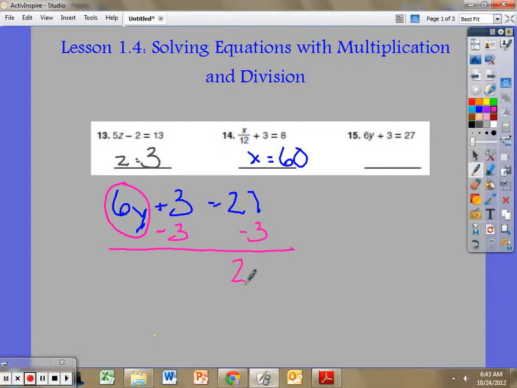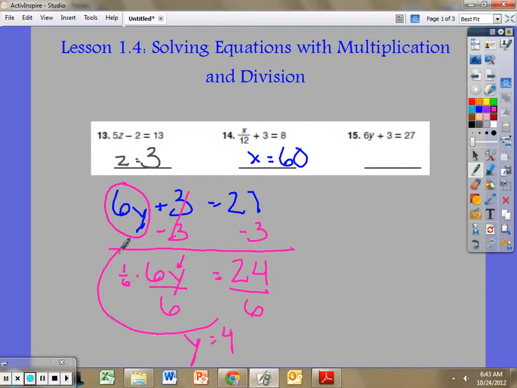That gives me 24. These cancel out. I'm left with 6 times y. Okay, now I want to evaluate for 1y, not 6 of them. So I'll divide both sides by 6, or I could say I'm multiplying by 6's reciprocal, which is 1/6. I will divide this side by 6. That gives me y is equal to 4.